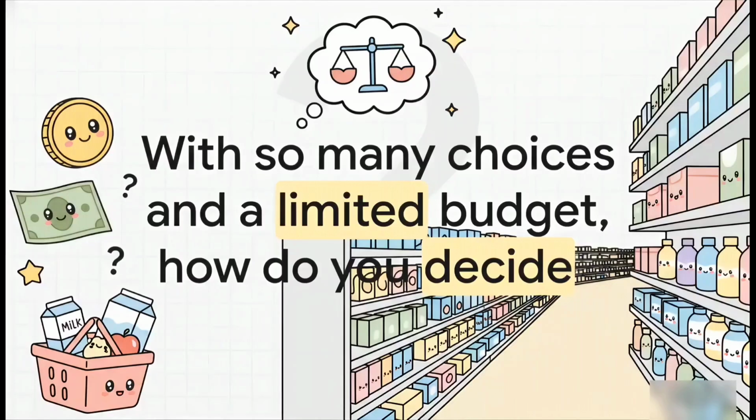I mean, really think about it. You walk into a store, you've got a certain amount of money in your pocket, and there are just aisles and aisles of things you could buy. How in the world do you make the best choice? This isn't just some random question. It's the fundamental problem that economists have been trying to model for a long, long time.